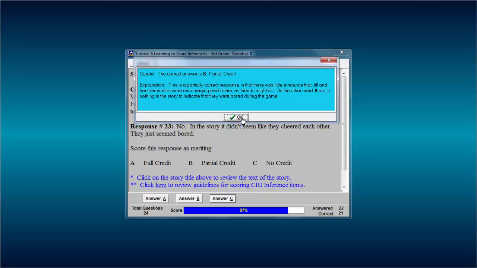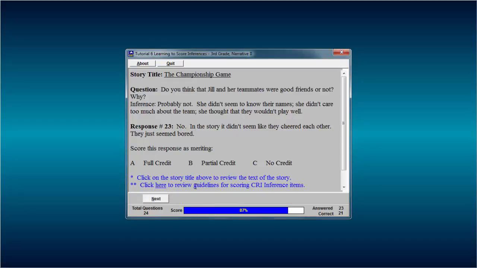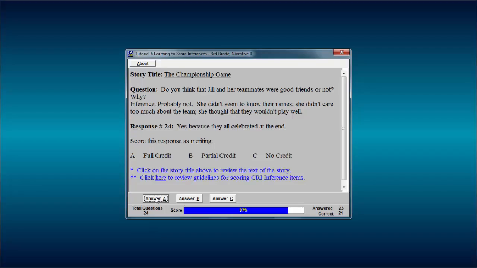Now, I wanted to show you what happened. We knew it was partial credit, but I clicked on no credit so you could see what would happen. This is a partial credit, and it tells you why. So that's the structure of the feedback that you get.